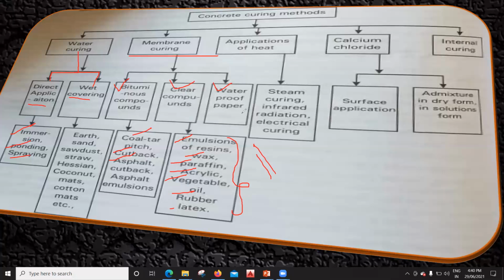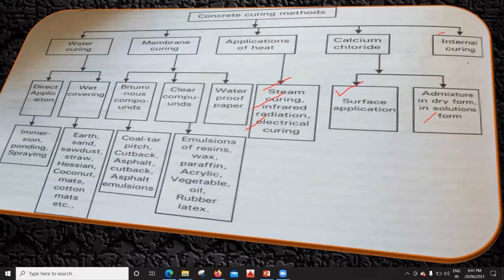Next we have waterproof paper. We'll try to see that waterproof paper. Next is by application of heat. So even by providing heat, we are going to do the curing. In that we have steam curing, infrared radiation, and electrical curing, right? And then comes the calcium chloride. You can make use of calcium chloride also. One is you can apply it directly on the surface, or in the form of admixture in the solution form you can try to apply the calcium chloride.